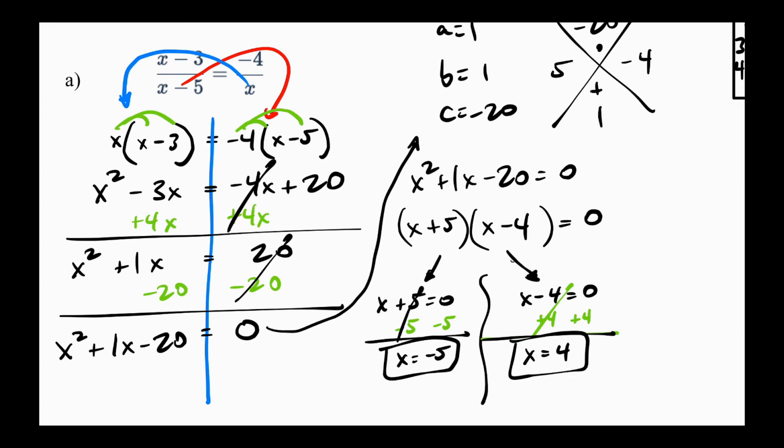Check for extraneous. Would any of those answers make a 0 in the denominator of the original problem? Here or here? No, -5 is close, but it would make -10 if I plugged it in. So we got two answers, and they are correct. So 2 boxes on Delta Math, one for -5, another box for +4, enter, enter, green check mark.